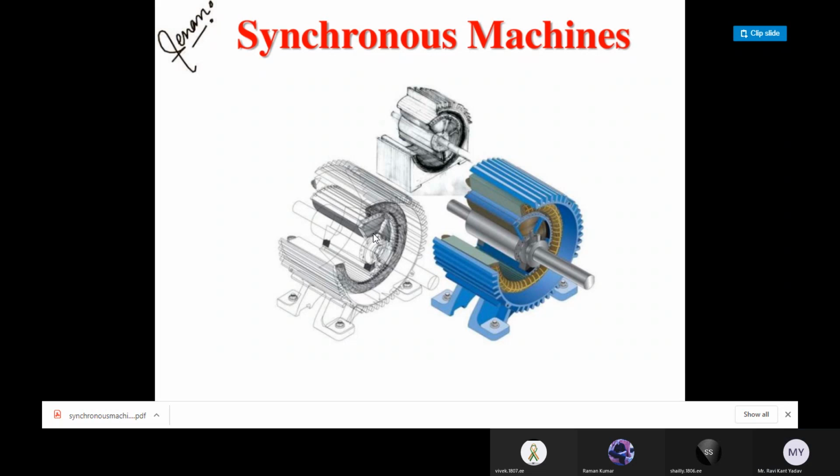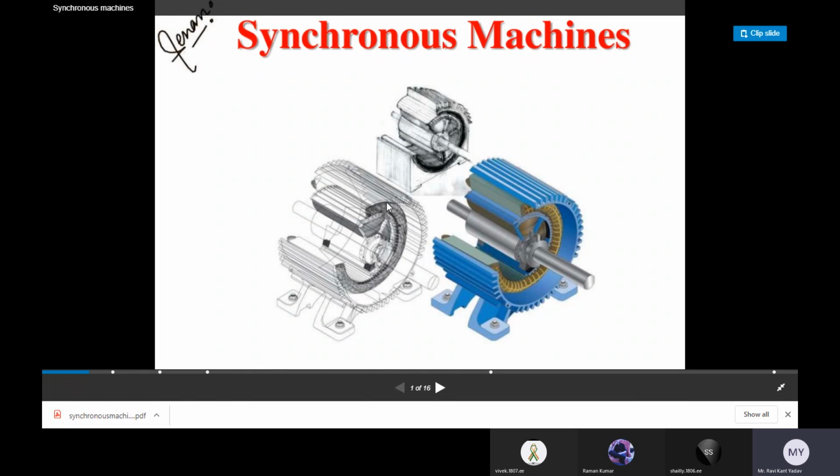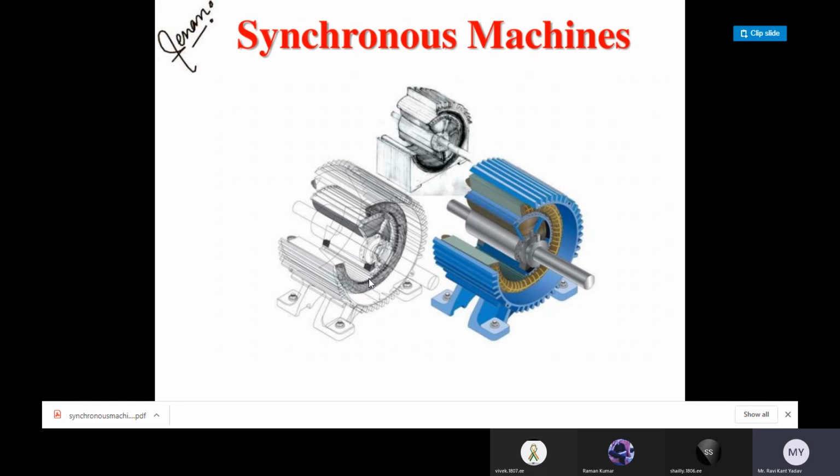So that's why we place the field winding on the rotor side and the armature winding on the stator side. The armature winding is a three-phase winding which handles large scale power generated during the generating operation.